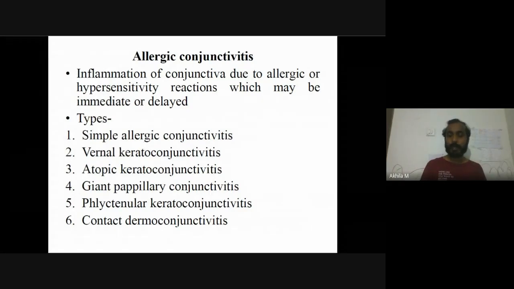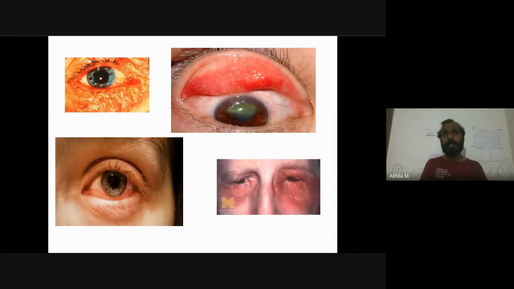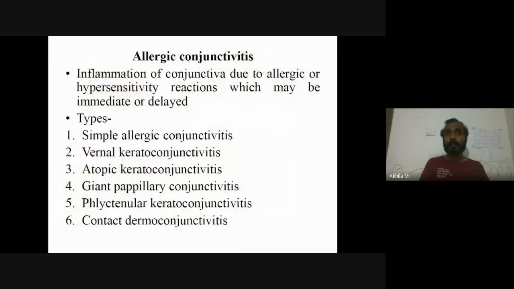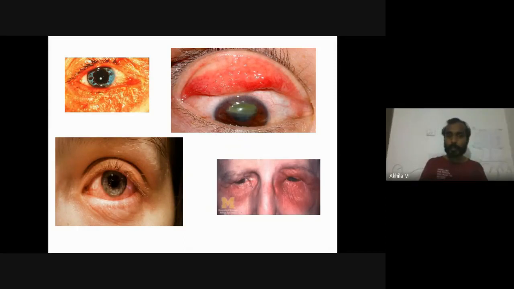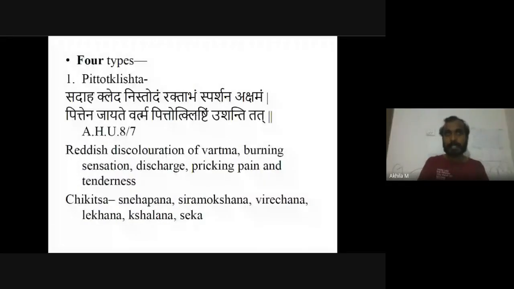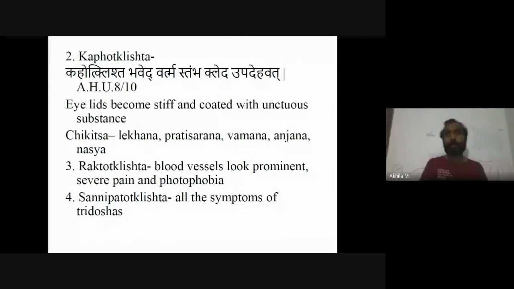So according to the condition, we can correlate with this Utkleshta Varma: Pitta Utkleshta, Kapha Utkleshta, Rakta Utkleshta or Sannipataja. Utkleshta can be correlated with different types of conjunctivitis. From this picture you will get an idea about different types of conjunctivitis. Some are dermatoconjunctivitis, some are simple keratitis, some are allergic conjunctivitis, some are papillary, some giant papillary conjunctivitis, some phlyctenular conjunctivitis. So according to the condition, we can correlate with this Utkleshta Varma. Ashtanga Hridaya only told about Utkleshta Varma.